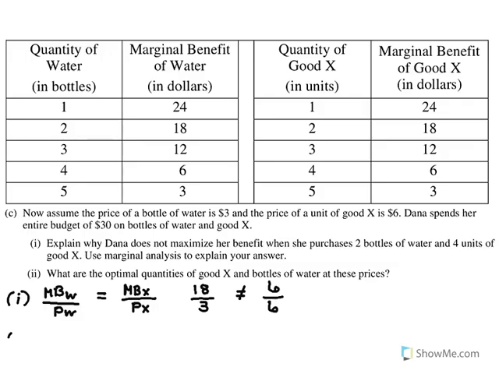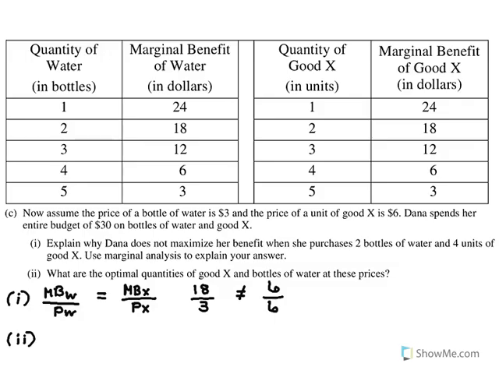For C2, they say, okay, if that's not the optimal combination, then what is? What we need to do is convert these marginal benefits on both sides into marginal benefit per dollar spent, and then we can figure out which combination would work given her budget.